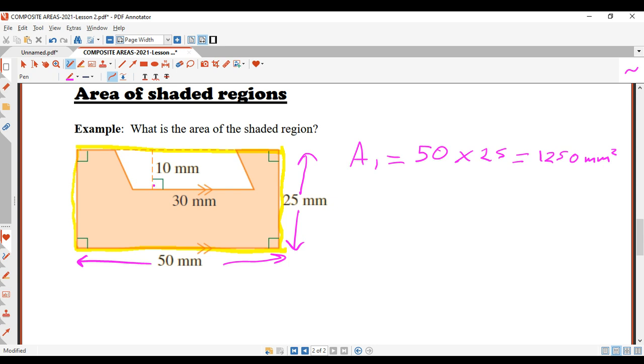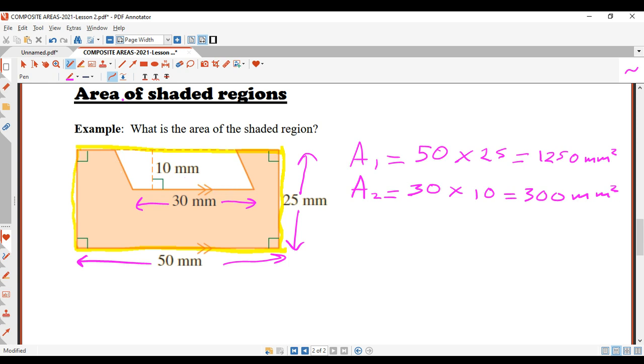Now, the other shape you can see here is the parallelogram. We're going to find the area of this parallelogram. So the parallelogram, we know the formula for that is also base times height. So there's the base of the parallelogram. So that's going to be 30. The height is 10, which is 300 millimeters squared.